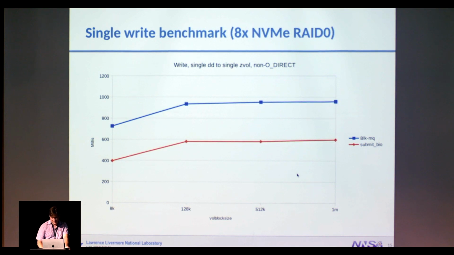All right, so on to the benchmarks. So here I took 8 NVMe drives, made them into a RAID 0 pool, and then just ran dd. And this is 1 dd to 1 ZVOL running regular non-O_DIRECT. And so you can see with the old submit BIO interface, I got between 400 and 600 megabytes a second at different block sizes. And then with blk-mq, I got around 750 to 900-ish. So pretty good speedup there.